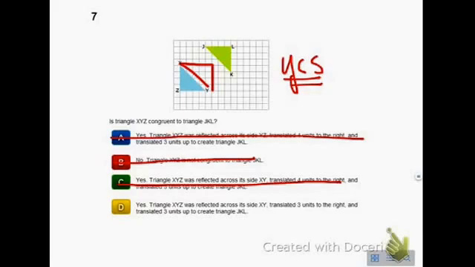D. Yes, triangle XYZ was reflected across the side, which is already turned over, and was translated 3 units to the right. 1, 2, 3. Oh, let's back up. What was wrong?